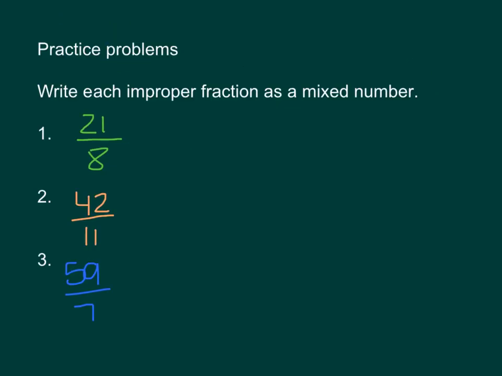Okay, here are your 3 practice problems, changing all 3 of these to mixed numbers. We just divide using the quotient as the whole number, the remainder as the numerator, and the denominator stays the same. Write down a word problem or a question and rate your understanding.